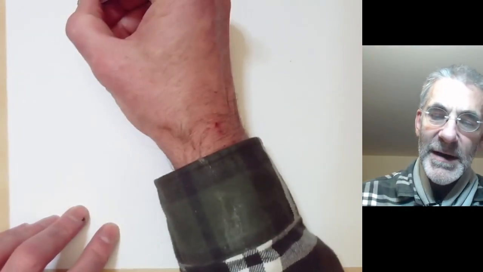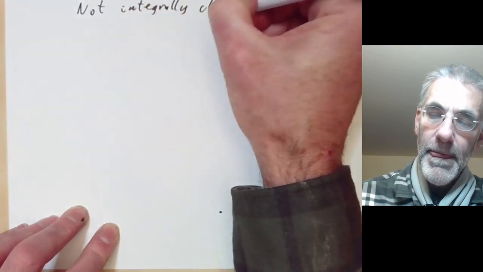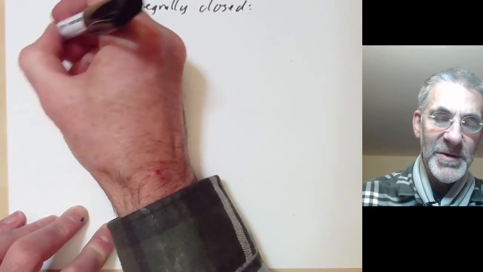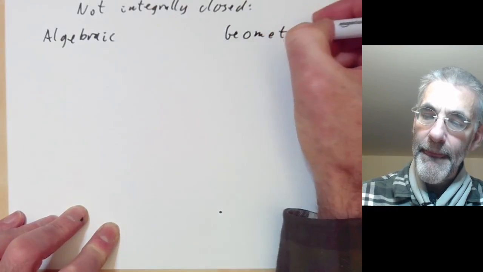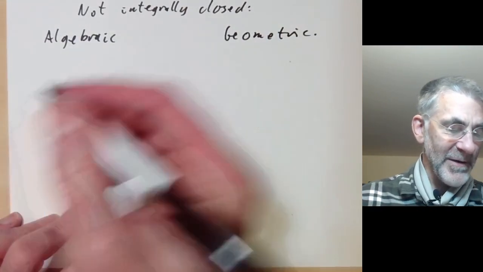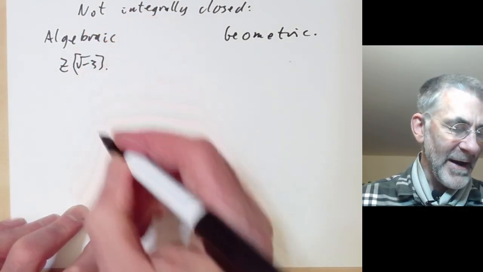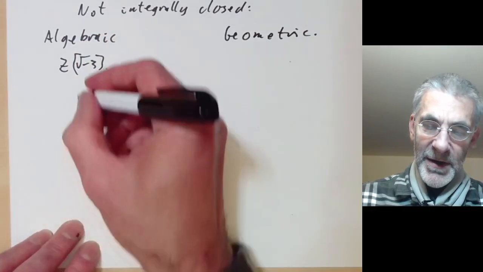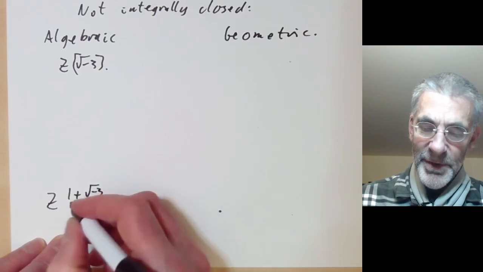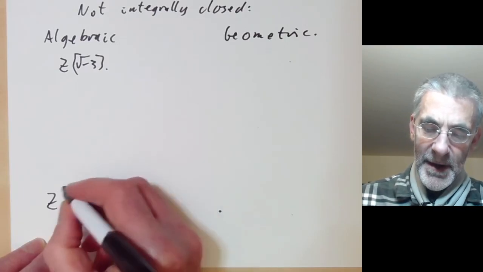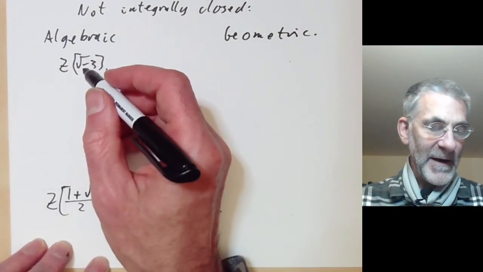Next example is something that is not integrally closed. And as before, I'll give an algebraic example and a geometric example. So the algebraic or arithmetic example is something like Z[√-3]. And this is not integrally closed because the element (1 + √-3)/2 is integral over this ring and not contained in it. And it doesn't have unique factorization of ideals.